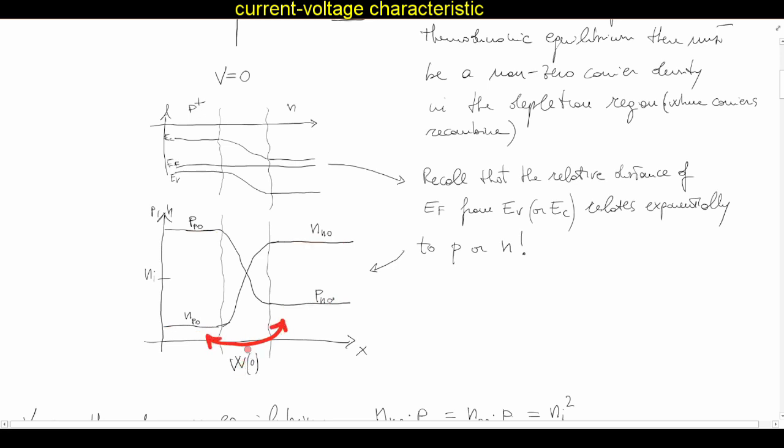So I'm reading now the difference between EC and EF. This has a lot of electrons, starts to decrease. The electrons decrease, very few electrons here. So this goes like that. And this is N0, and this is NP0.